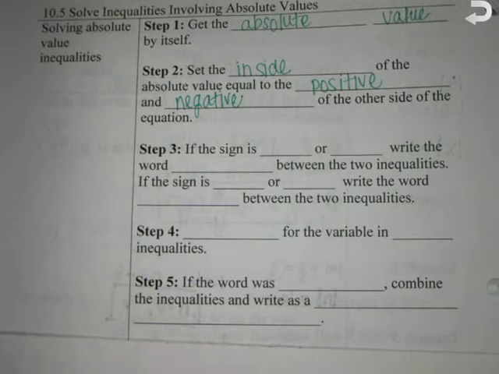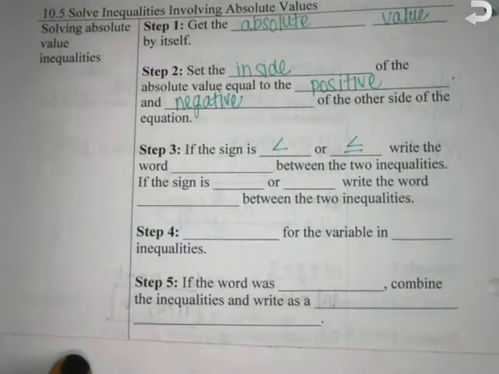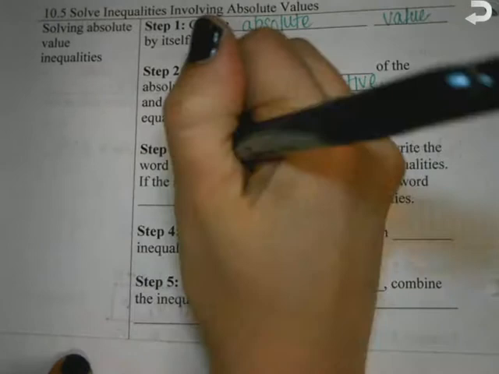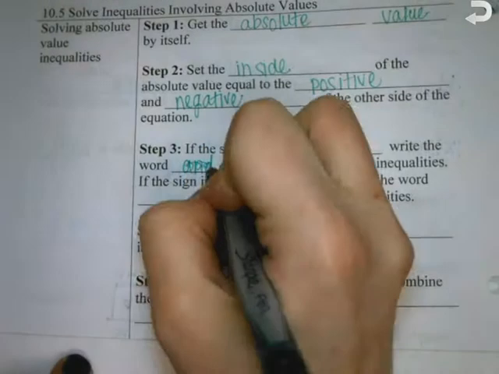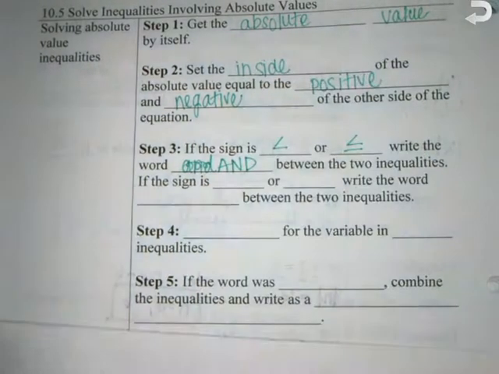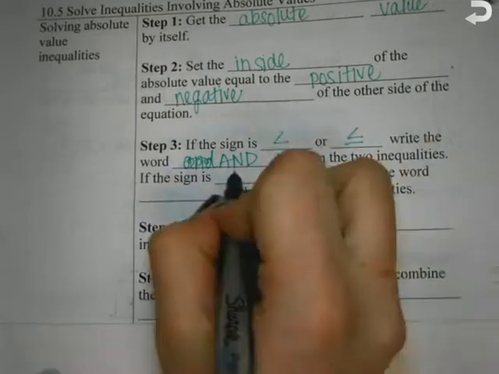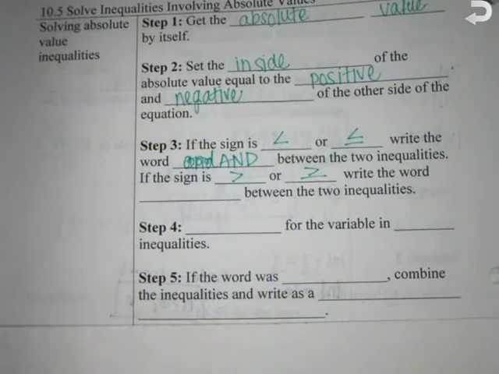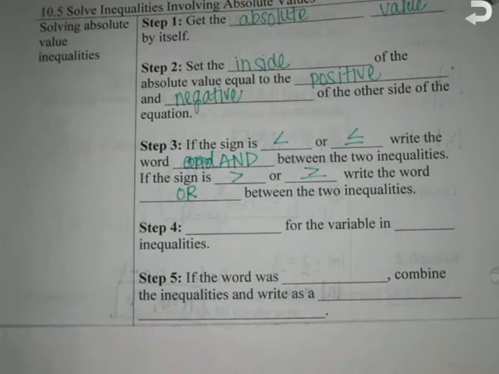If the sign is less than or equal to, you need to write the word "AND" between the two inequalities, in all capital letters. How do I remember that? Less than has almost the entire word "and" in it, right? So less than is "and." If the sign is greater than or equal to, you're going to write the word "or." And if we think about it, greater, the word "or" is in there. So less than is "and" and greater is "or."